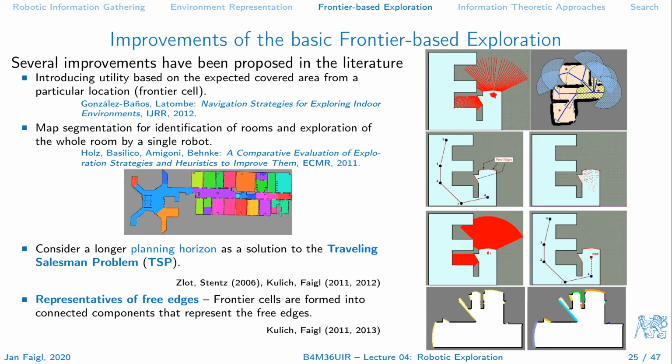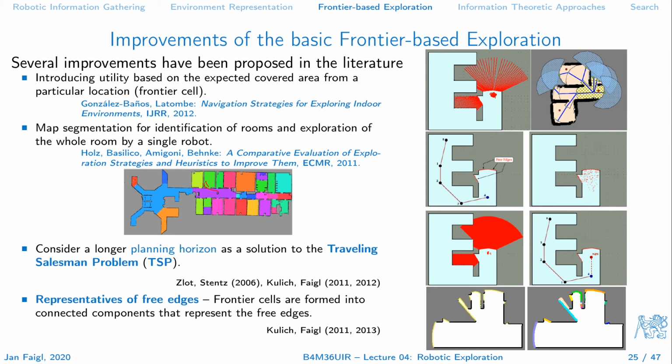The other approach, especially for office-like environments, is that once the robot enters a room, it's good to explore the whole room. So we can perform online identification of the rooms and explore the whole room by a single robot, which is especially suitable if you have multiple robots. You would like to send the robots to different rooms, not the same room.